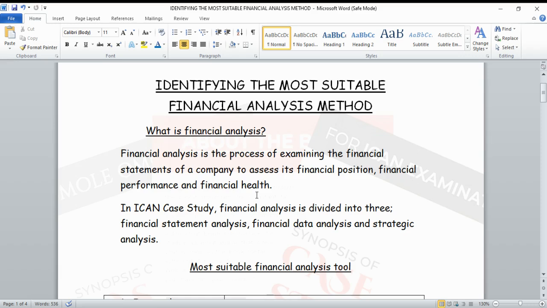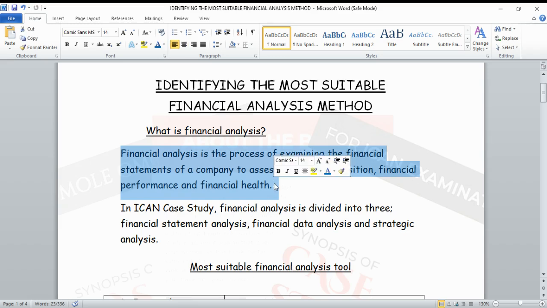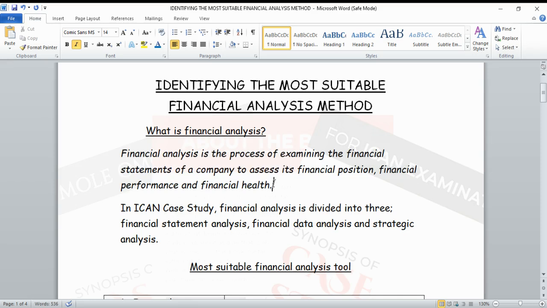What is financial analysis? Financial analysis is simply the process of examining the financial statements of a company to assess its financial position, financial performance, and financial health. So basically, all we are doing is assessing the financial statements of the company to assess its financial position, financial performance, and financial health. Aside from that, financial analysis does not just cover the financial statement alone. It goes a bit further.